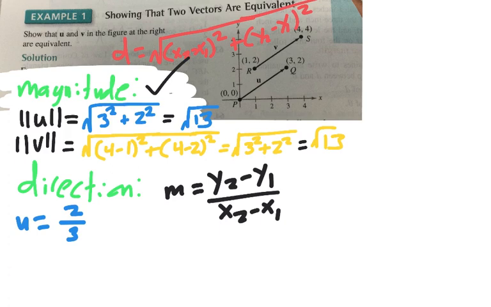Now let's find the slope of v. That's going to be y2, 4, minus y1, 2, over x2, 4, minus x1, 1. That's going to give me 2 over 3. Do these have the same direction? Yes. So because they have the same magnitude and the same direction, they are equivalent vectors.